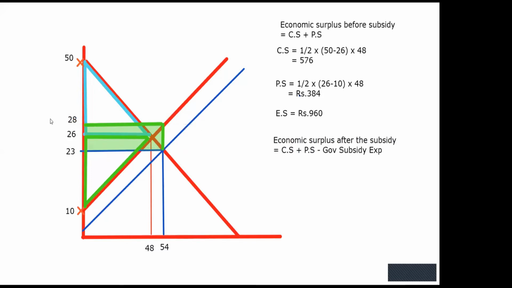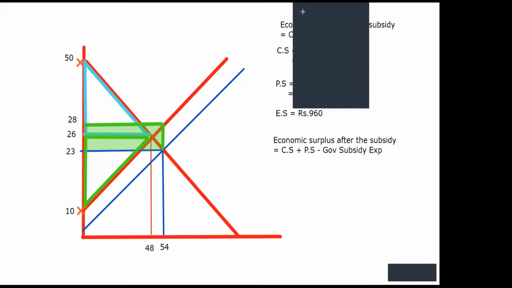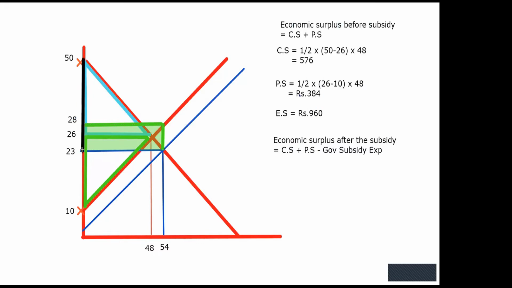So then what is consumer surplus after the subsidy? I'll draw it in black. It is this entire part now. I'm hoping you all know the diagram well. This entire part is consumer surplus after the subsidy. So if you're calculating that, it is equal to half into the height, that is 50 minus 23.